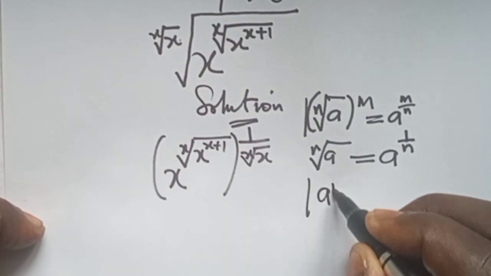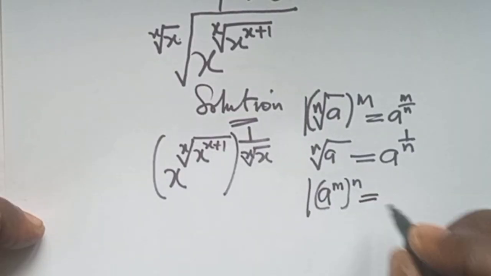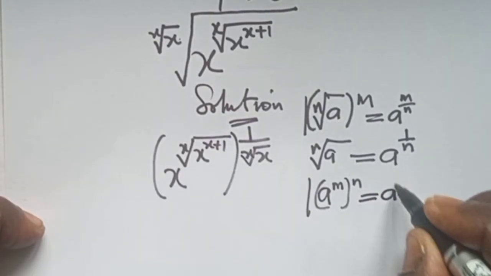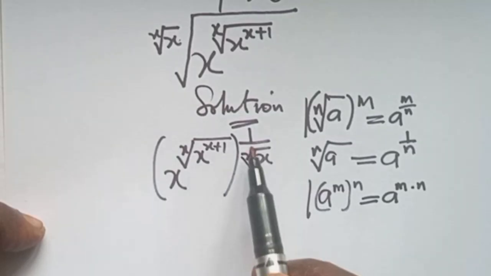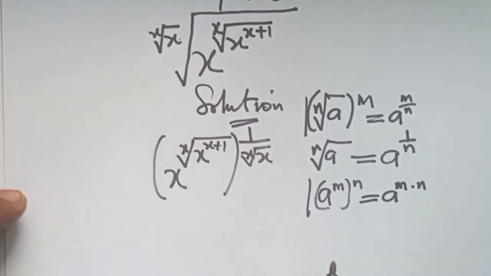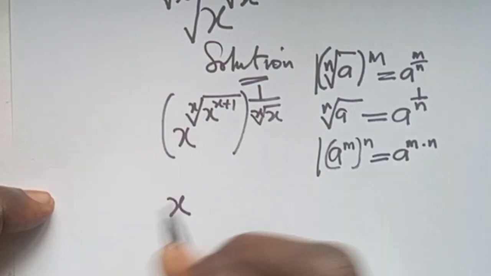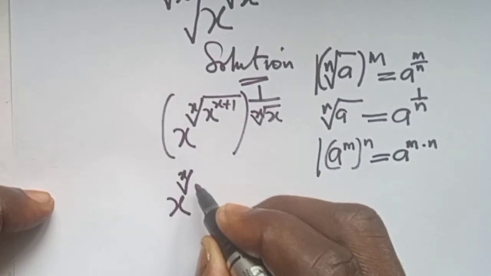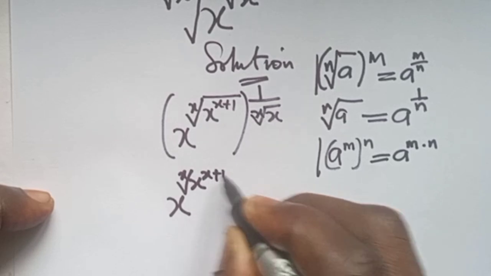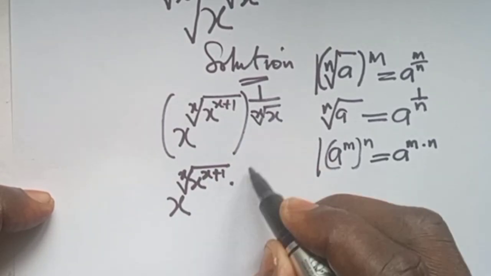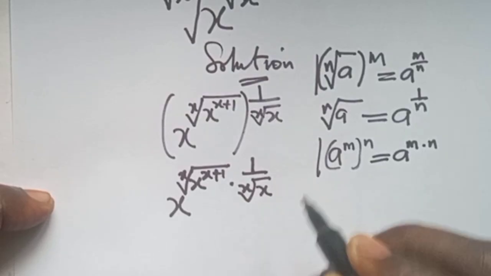Again, a to the power of m to the power of n is equivalent to a to the power of m times n. So we're going to multiply the powers. So the next line becomes x to the power of x root of x to the power of x plus 1 times 1 over x root of x.